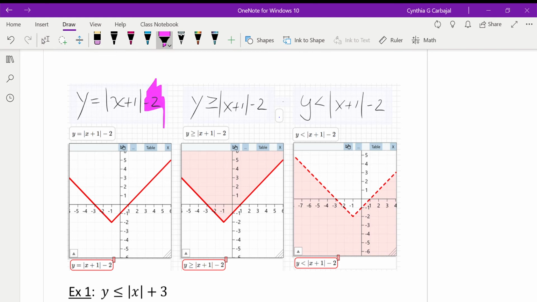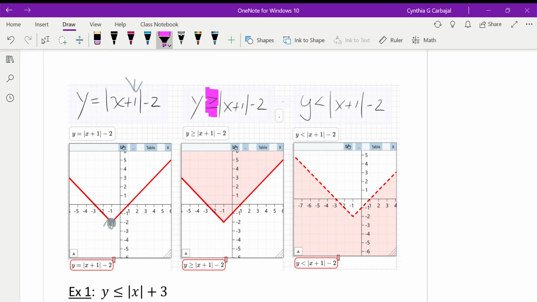So from the origin, we start here, and then we go down 2. And then we have a +1 inside. That's going to move it to the left 1. And see how we go left 1 and there's our vertex. So that's how you could get your vertex. And that's just what we did last week. Today we're adding the inequality signs.